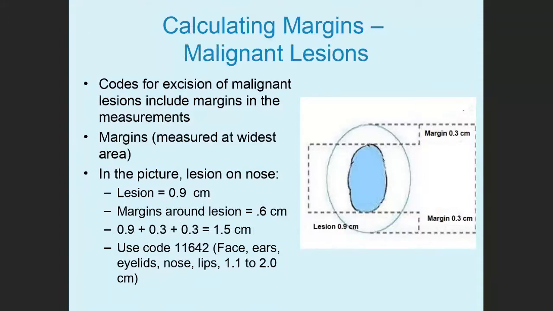So margins. Coding for excision includes margins in the measurements, the good tissue that's taken in addition to the lesion itself. Here's an example. Again, we're going to talk about a lesion on the nose. The lesion itself is 0.9 centimeters. The margins around the lesion are 0.6 centimeters, 0.3 and 0.3. You notice you're taking it from the widest area around the lesion. So you have 0.9 for the lesion plus 0.3, 0.3, that equals 1.5. So you're going to use code 11642 in the face, ears, eyelids, nose, lips section which includes 1.1 to 2.0. Since this is 1.5, that falls into that category.